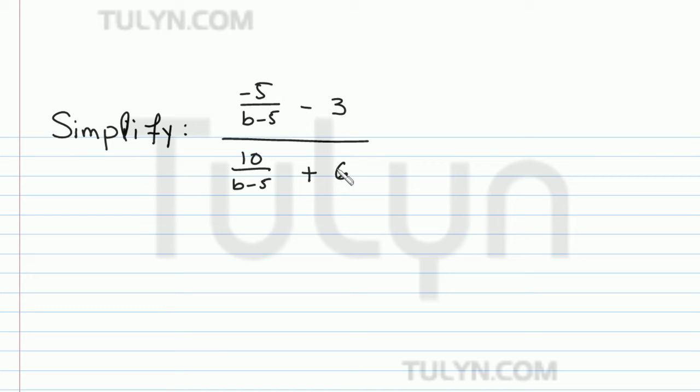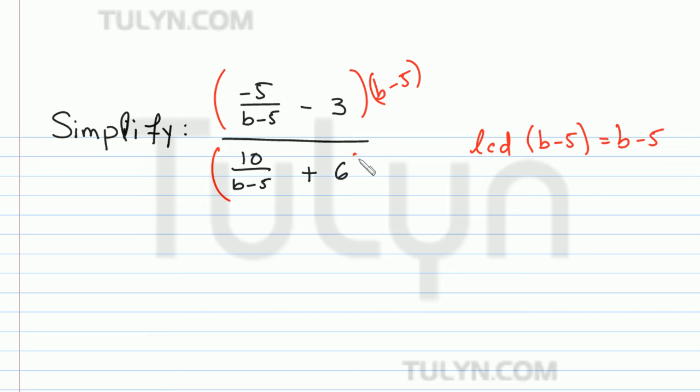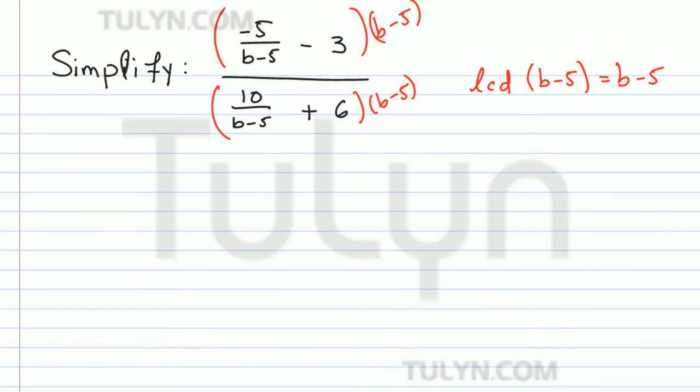So the first thing we want to do is multiply the top and the bottom by the LCD of each of the denominators. So it looks like the only distinct denominator we're looking at is b minus 5. So the LCD of b minus 5 is just b minus 5. So we multiply both the top and the bottom of the expression by the LCD. So I'm going to distribute b minus 5 into each term, and then I'm going to simplify in the next step.